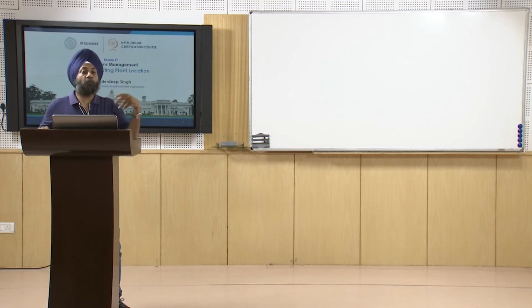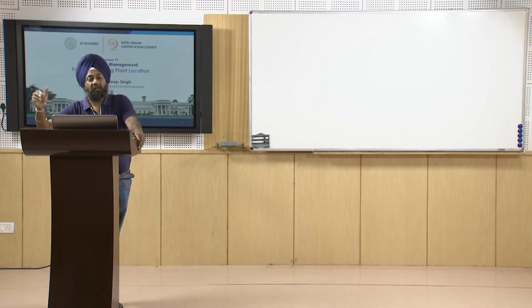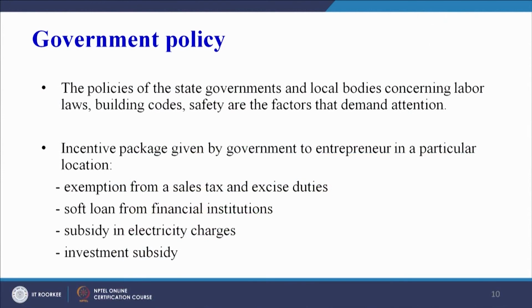So, you can see that cost of living is also an important parameter. You may be getting more salary at location A as compared to location B, but the cost of living at location A is much more as compared to the cost of living in location B. So, the cost of living will also influence your decision related to the location of the plant. Then the government policies are equally important: the policies of the state governments and the local bodies concerning labor laws, building codes, and safety are factors that demand attention.